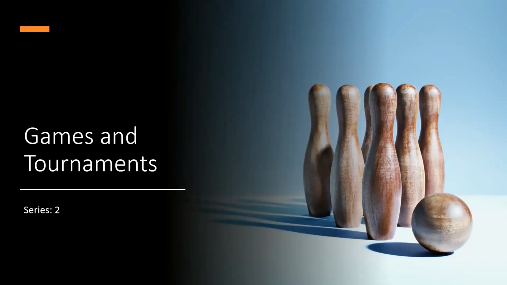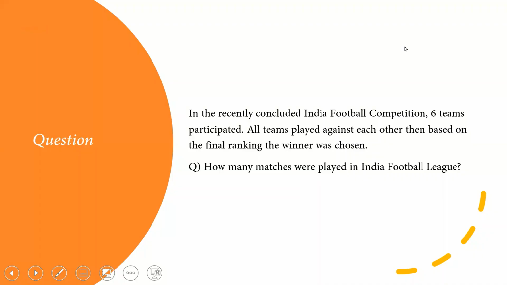This is again an important question that comes in the MBA Entrance Examinations regarding games and tournaments. Let's have a look at the question. In the recently concluded India football competition, 6 teams participated. All teams played against each other. Then, based on the final ranking, the winner was chosen.